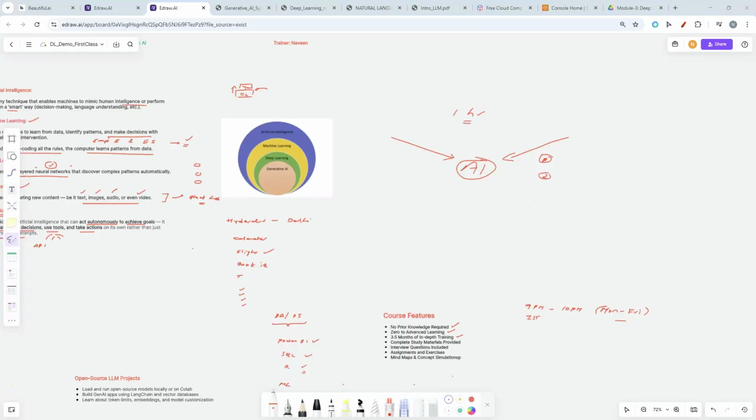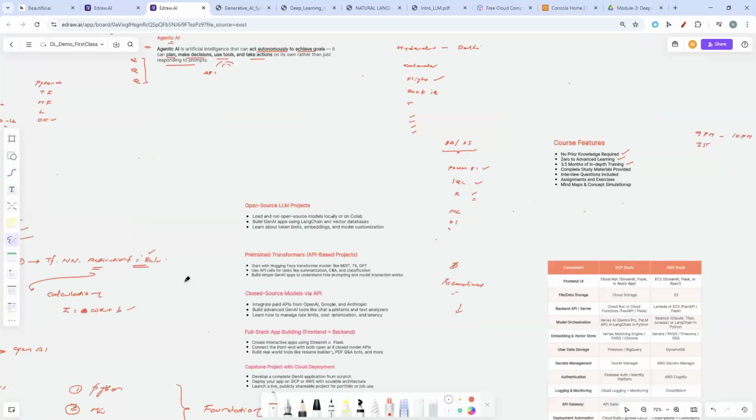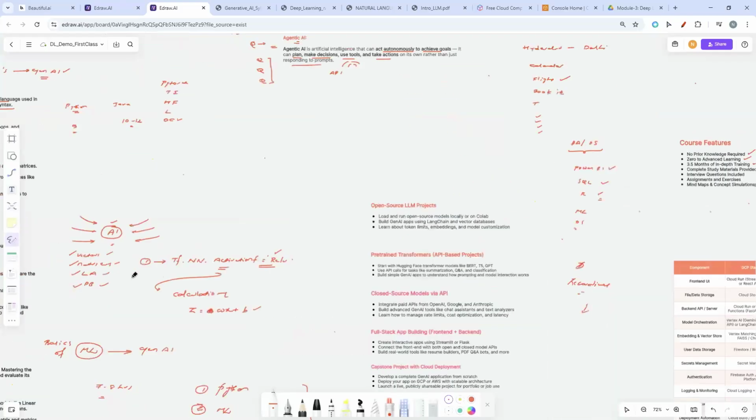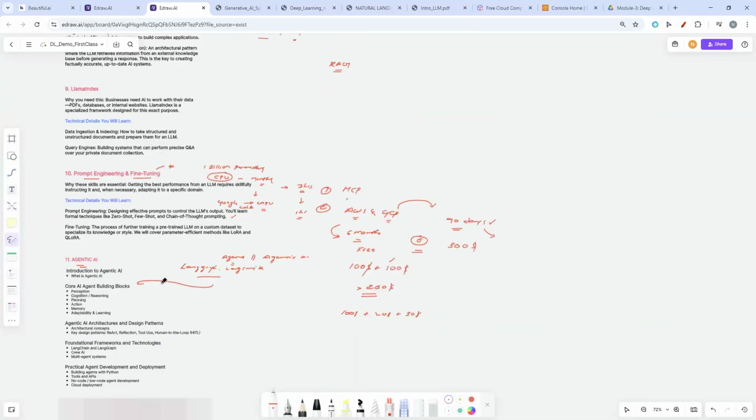Will you cover any automation tool on day-to-day tasks, how we can automate? Okay, automation tools and all, we will not be covering that part. We will not cover that part.